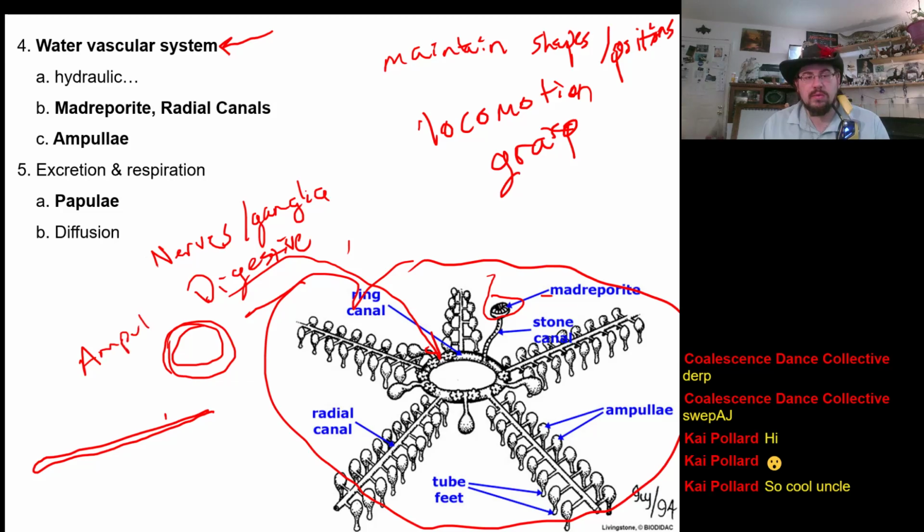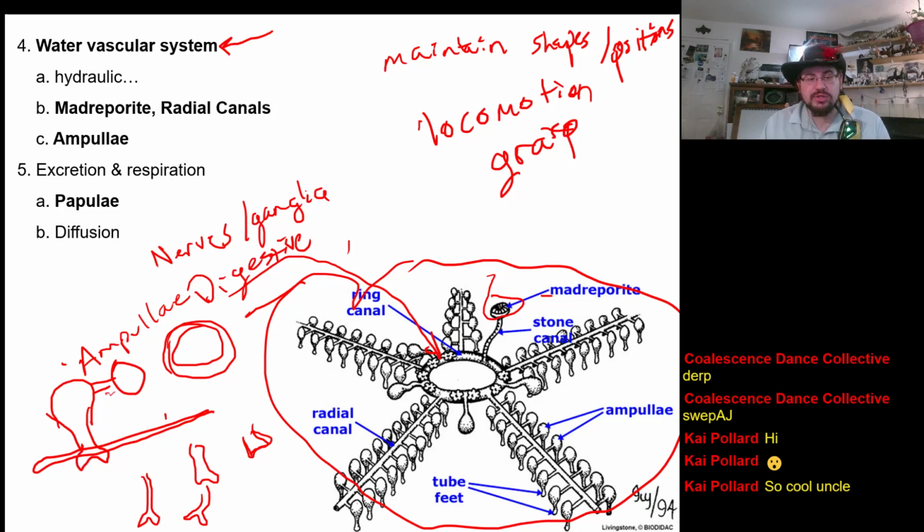ampullae. If you have ever looked at a starfish, it has little sucker feet. It can extend those little sucker feet, move them around, and suck onto things to hold them. Basically, the ampullae is a little bulb of water connected to the radial canal and then connected to the tube foot.